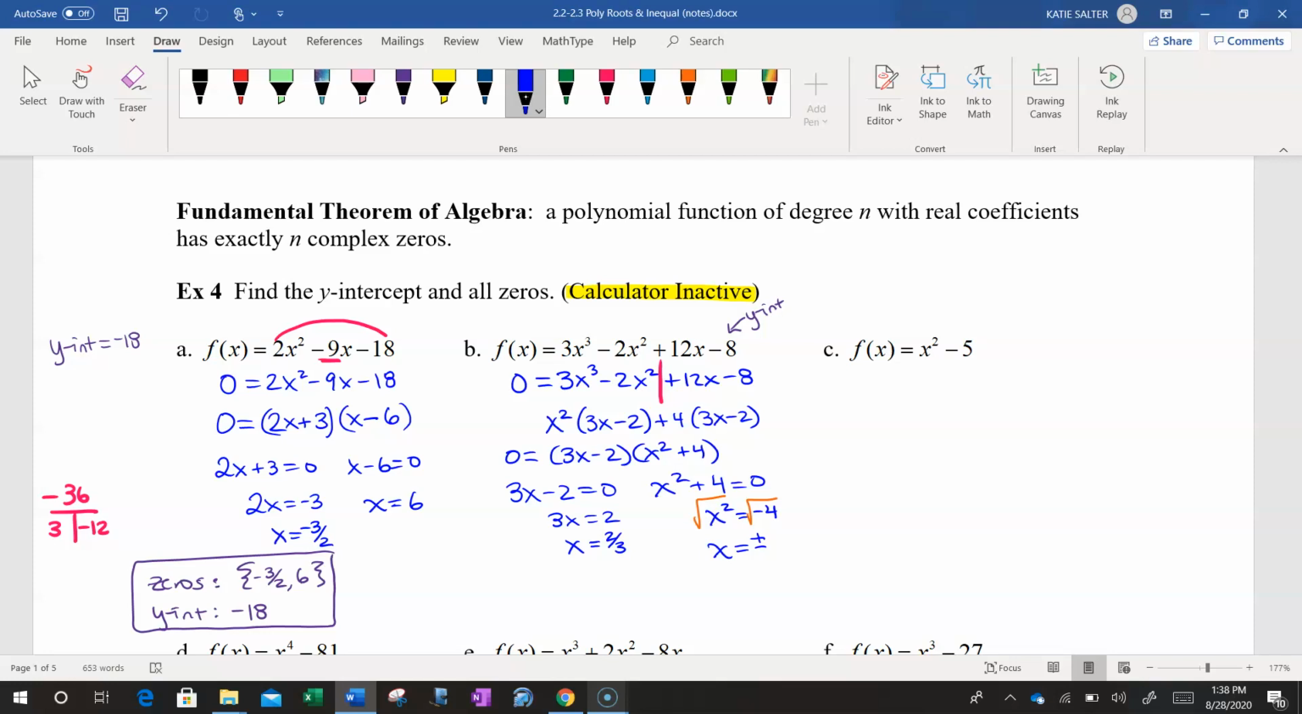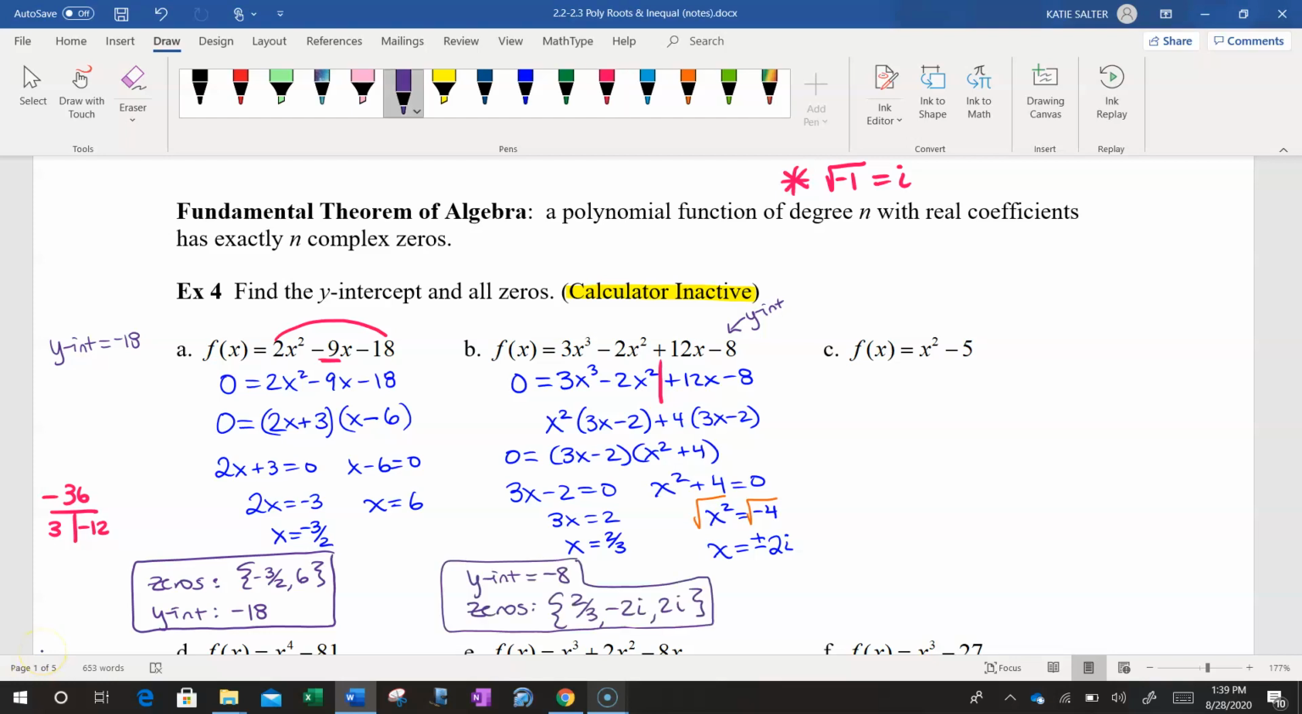And then because this is negative 4, it's going to be 2i. Don't forget that the square root of negative 1 is equal to i. So in this case, you have 3 roots, 1 real and 2 imaginary. And notice those imaginary roots are conjugates of each other. All right, let's look at the next one.